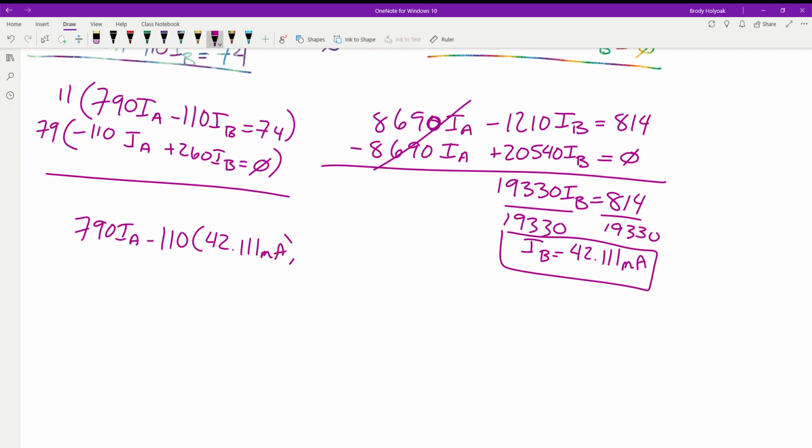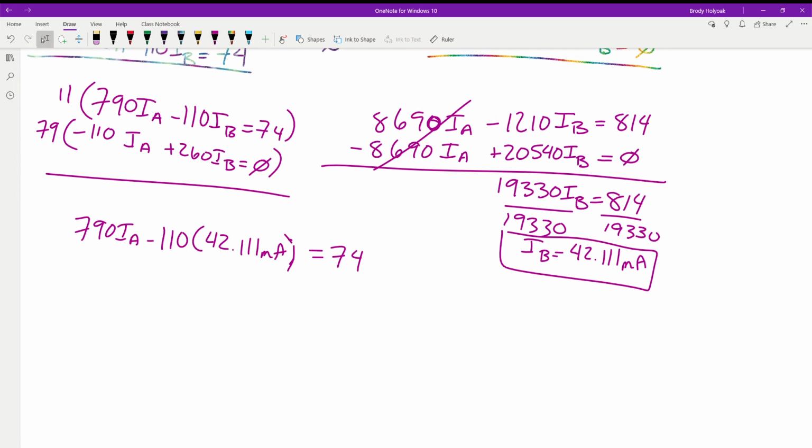And here's the thing too. Whatever value we get, we leave it as that. So if we solve this and we get a negative 42, we take that negative 42 and plug it into this equation, because this equation was built with that direction in mind. So like I said, it'll automatically take care of itself. That's going to be equal to 74. We then go through and solve for IA.